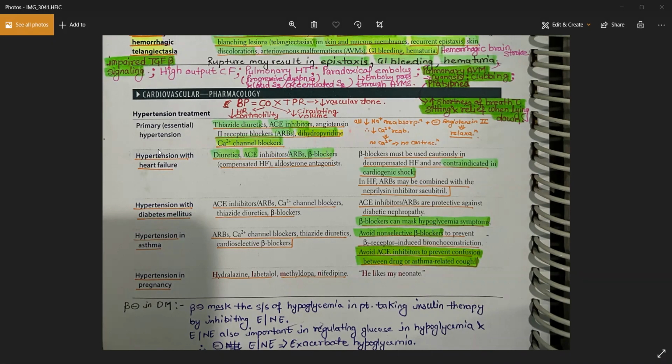For hypertension, first you need to understand the BP. BP is equal to the cardiac output times the total peripheral resistance. So whenever you increase the cardiac output, the BP will increase. Whenever you increase the total peripheral resistance, the BP will increase. How can you change the cardiac output? By increasing or decreasing the heart contractility, heart rate, stroke volume, and the volume of blood or fluid inside your body. How can you change the total peripheral resistance? By changing the arteriolar tone, by vasodilation or vasoconstriction.